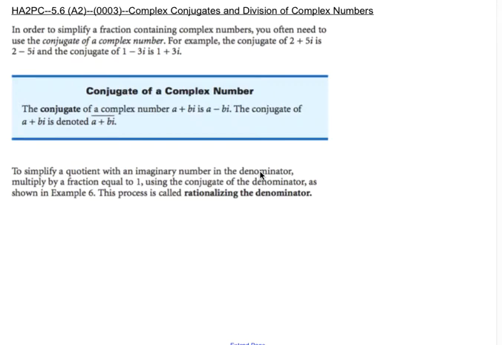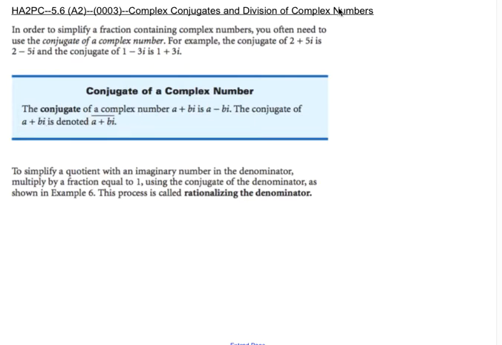So in order to simplify a fraction containing complex numbers, you often need to use what's called the conjugate of a complex number. For example, the conjugate of 2 plus 5i is 2 minus 5i. The conjugate of 1 minus 3i is 1 plus 3i. So the conjugate of a complex number, sometimes called the complex conjugate, of a plus bi is a minus bi. You're literally just changing the sign on the imaginary term. And the way we denote the conjugate of a plus bi is a plus bi with a line over it.